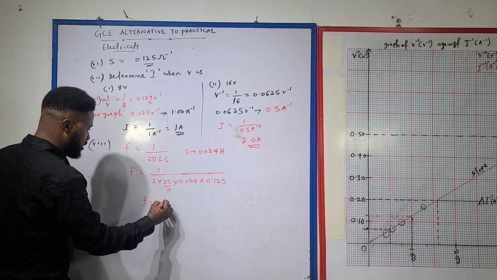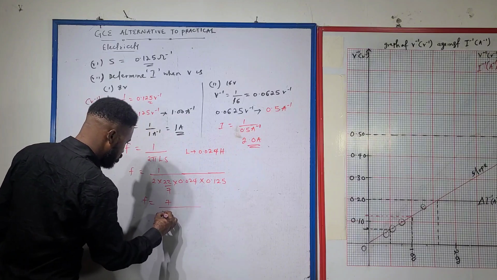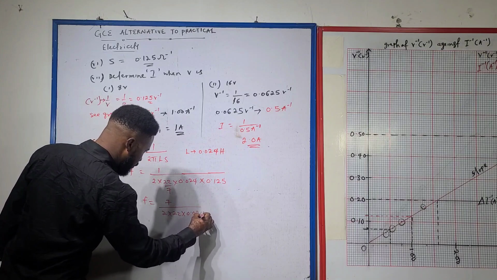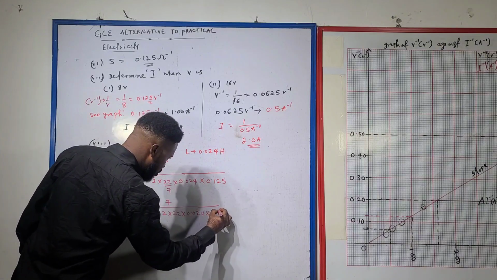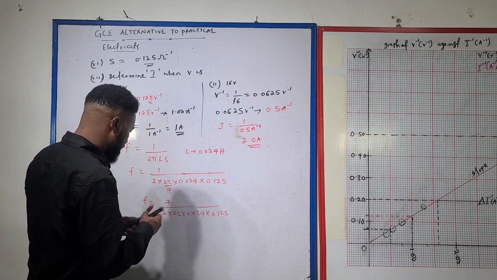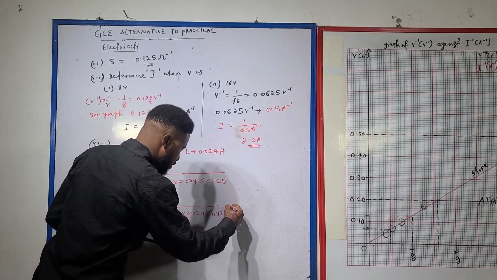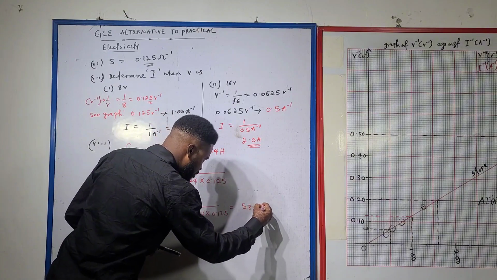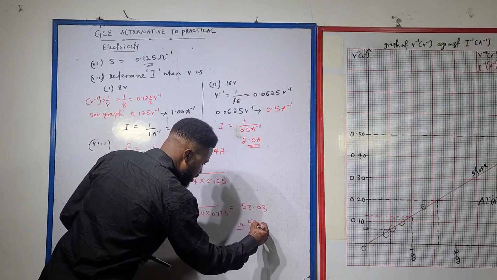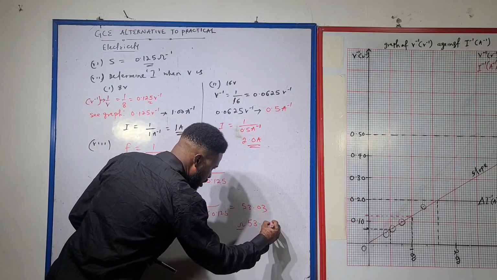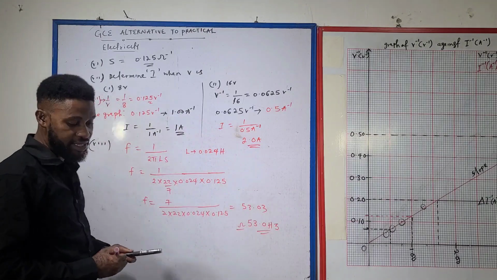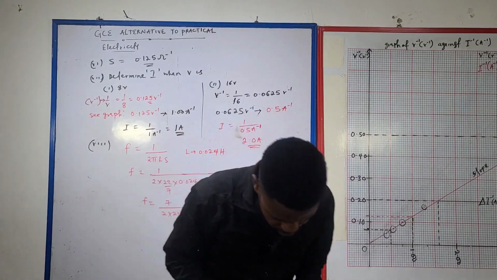Okay, 7 is going to move up. So my frequency is 7 divided by 2 times 22 times 0.024 times 0.125. Now computing that, that's actually 53.03, which can be approximated as 53.0 hertz, because of course we're dealing with frequency here. So that is that on question 8.